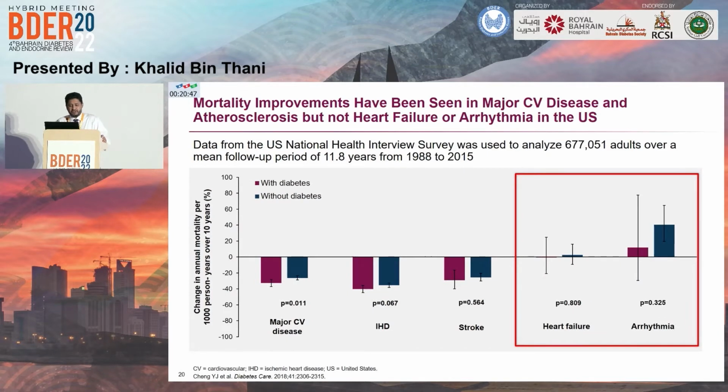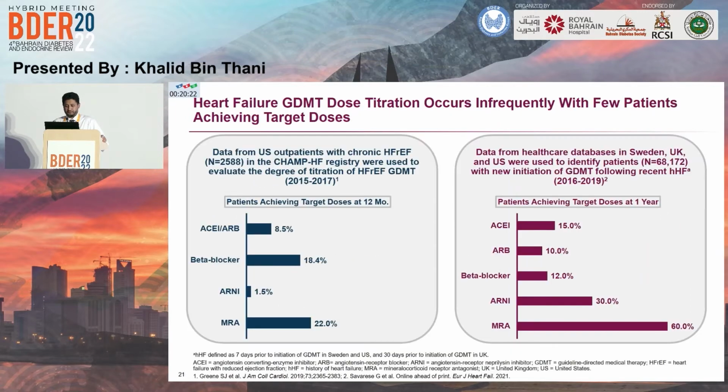What is the mortality improvement? It has been seen in major cardiovascular diseases and atherosclerosis, but not heart failure or arrhythmia. So we've been doing really well with other cardiovascular diseases. But recently, I think we are moving forward regarding heart failure, and we're trying to improve the outcome for these patients, especially with all the combination medications available on the market right now.